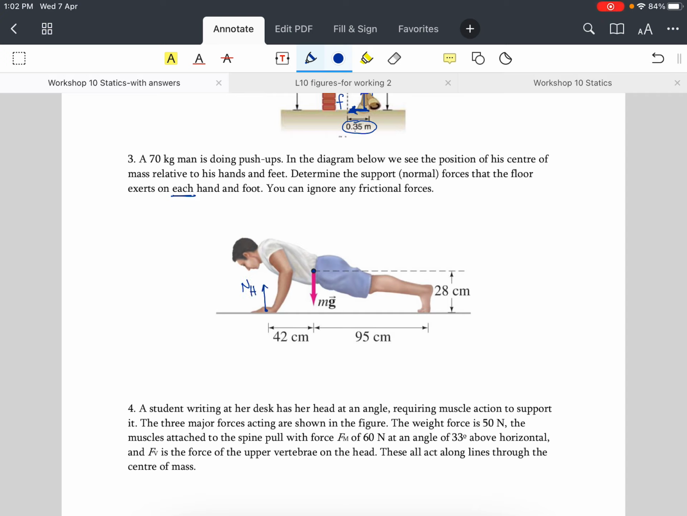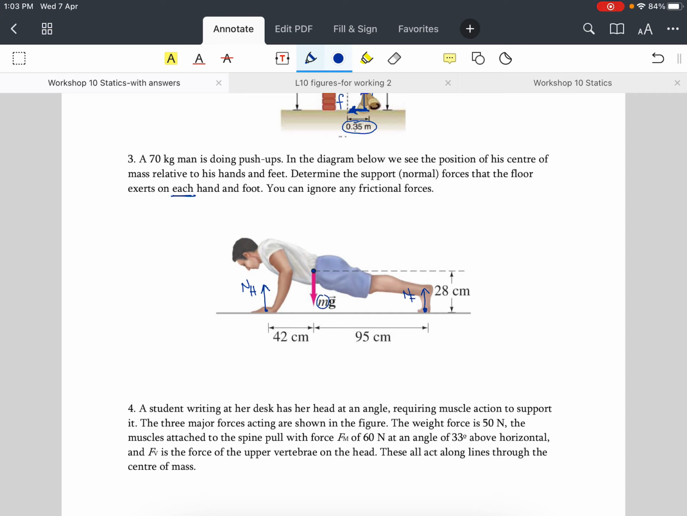So we can ignore frictional forces. There are no static frictions in this case between the hands and feet and the floor. So these are our 3 forces: NH, the normal force exerted by the floor on the hand, directed upwards; NF, the normal or support force exerted by the floor on the feet, directed upwards; and the weight force, which is always directed downwards. We can calculate the weight force because we're given the mass, 70 kilograms. We do not know NH and NF.